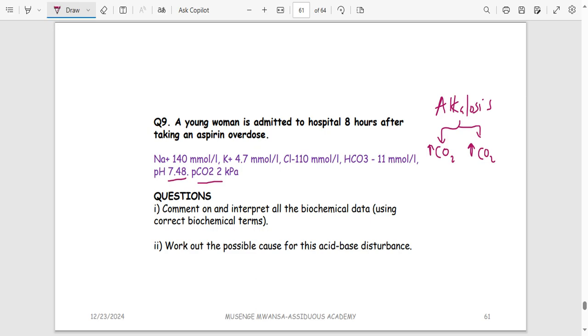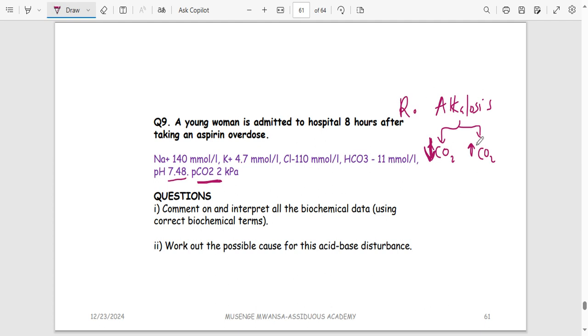Carbon dioxide is 2, that is very low, isn't it? Oh, for this is alkalosis. Carbon dioxide is supposed to be low. It's not acidosis. So low carbon dioxide, meaning that this is actually respiratory alkalosis.